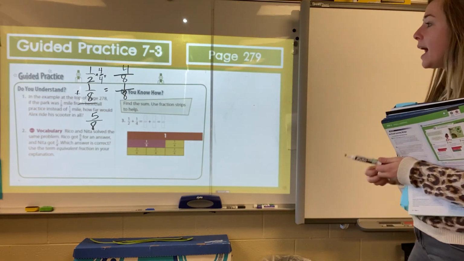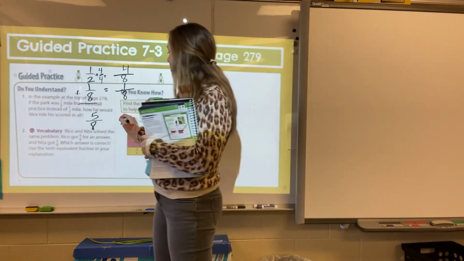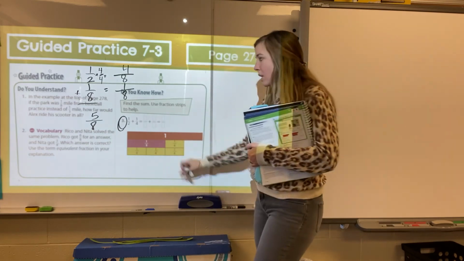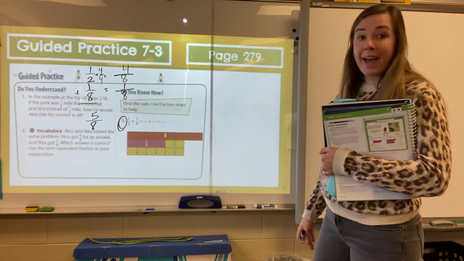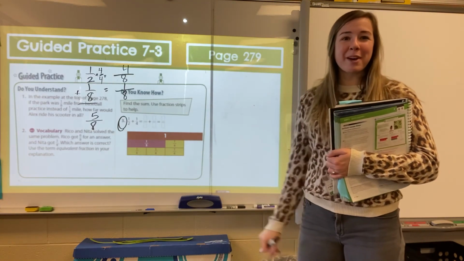Okay, I would like you guys to go ahead and try number 3. You can use those fraction strips to help. Add them together, and then you'll put your answer in the box and we'll talk about it in group.